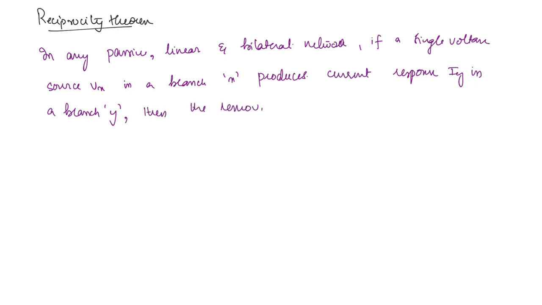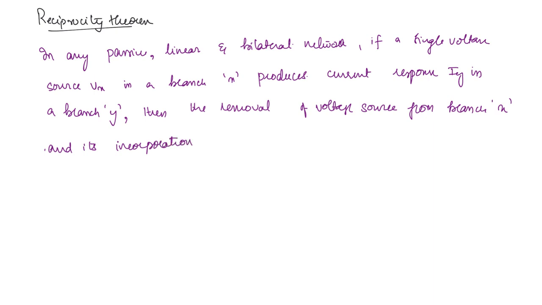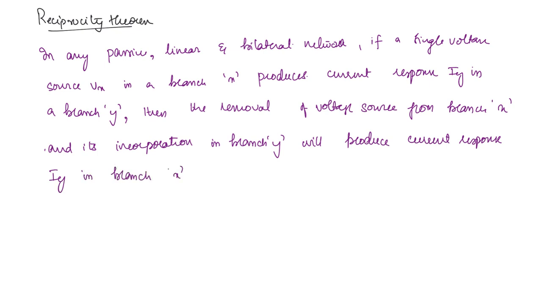the removal of voltage source from branch X and its incorporation in branch Y will produce current response Iy in branch X. So that means take it like a network, which is a linear, passive and bilateral network.